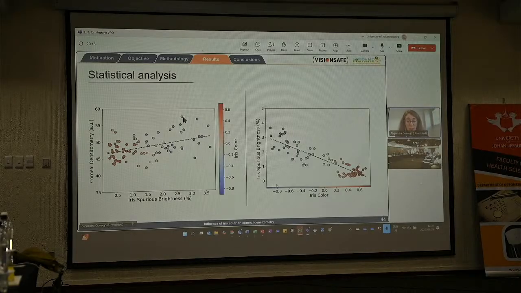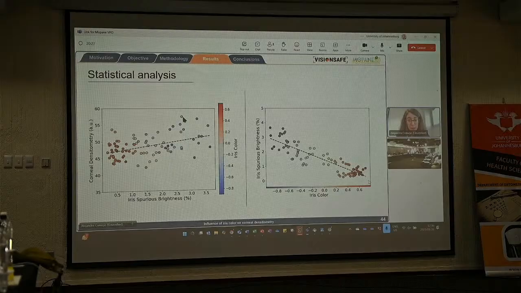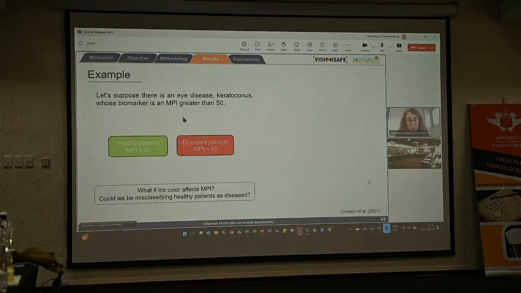And here we have the comparison of that spurious brightness against the iris color. And as you can see, this is a very, very strong negative correlation. So the darker the eye, the less reflection. So this is what we were observing by capturing measurements in the eye, but we were able to really prove it with numbers.